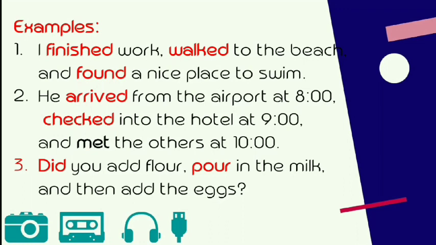Next, number 2. He arrived from the airport at 8 o'clock, checked into the hotel at 9 o'clock, and met the others at 10 o'clock. So we have arrived, checked, and met. These 3 verbs show things that happened in sequence in the past. But again, they are already finished.